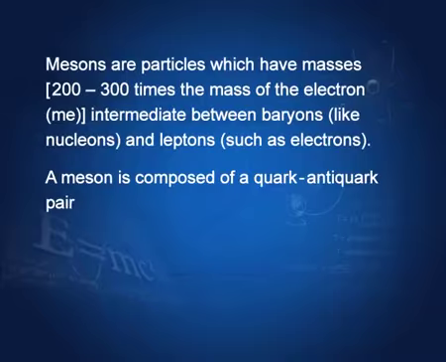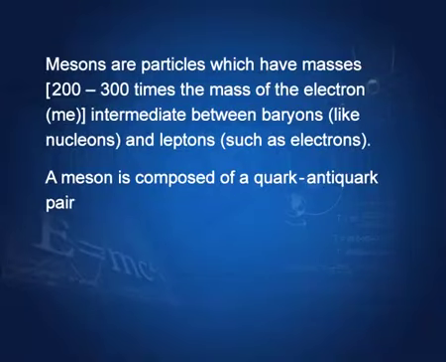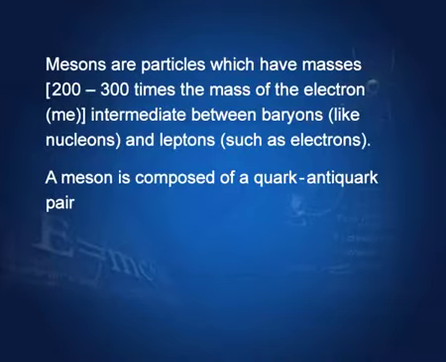Mesons are particles which have masses 200 to 300 times the mass of an electron, and it is intermediate between the baryons like nucleons and leptons. Leptons are electrons. So, between baryons and leptons, that is between masses like protons, neutrons, and masses like electrons, there are intermediate particles which have masses about 200 to 300 times the mass of the electron. Remember, the mass of the neutron or proton is 1800 times the mass of the electron. So, these are intermediate mass particles, that is why they are called mesons.